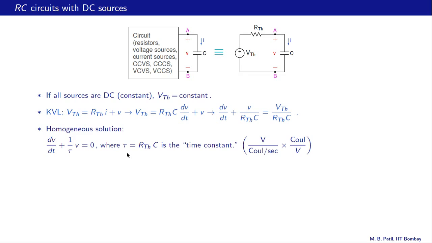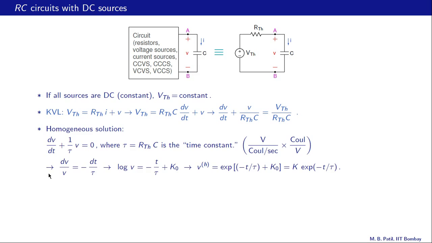This time constant tau has units of time, and let us quickly verify that. What are the units of RTH? It's a resistance, so the units are ohms. Ohms is volts by ampere, and ampere is coulombs per second. What about C? C has units of charge by voltage, that is coulombs per volt. So the volts cancel out, the coulombs cancel out, leaving behind seconds. That is the unit of time.